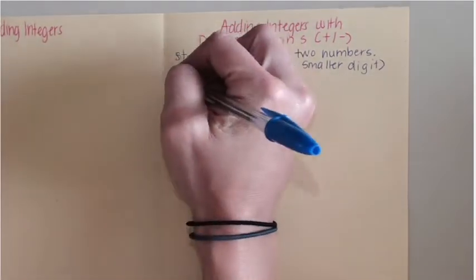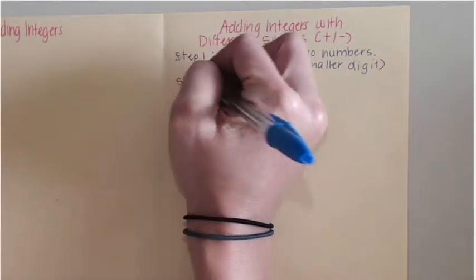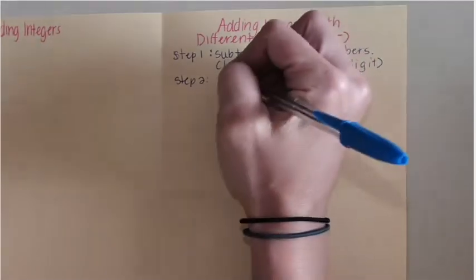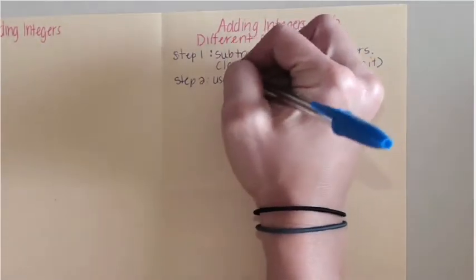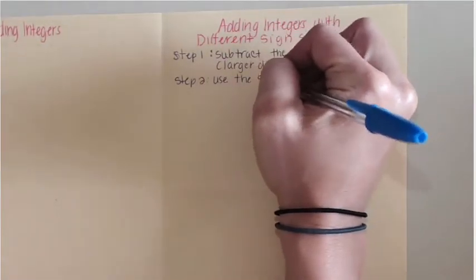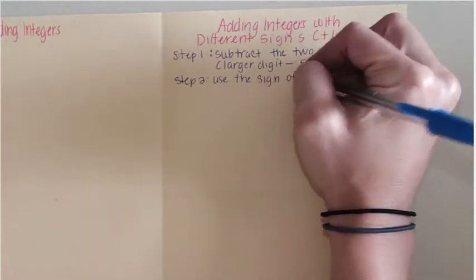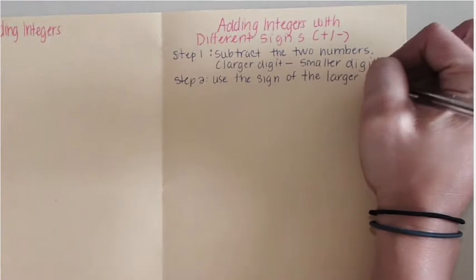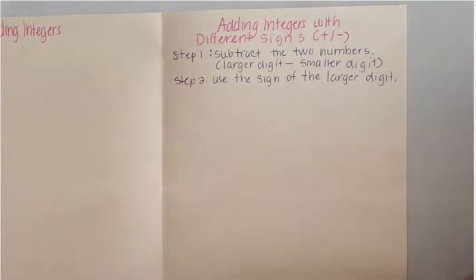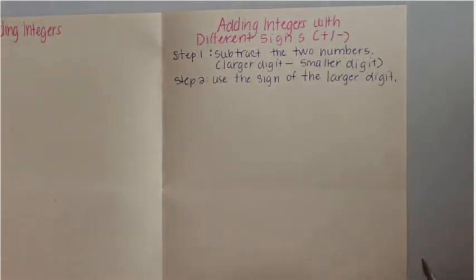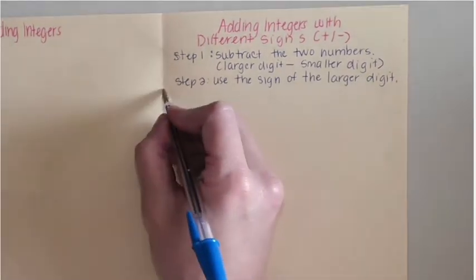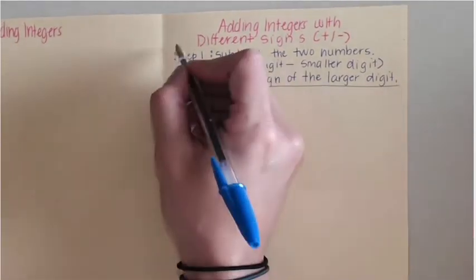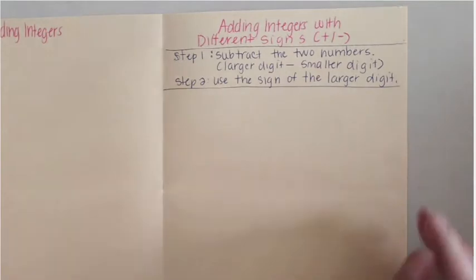Okay? Step 2 is going to be to use the sign of the larger digit. Okay? So you're going to subtract and then look at your two numbers. Whichever digit is larger, you're going to use that sign. Okay? Now, let's go ahead and separate this. Separate this. Okay?